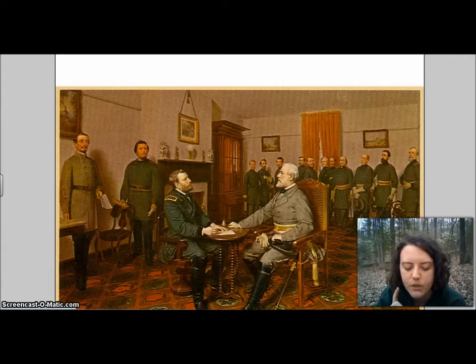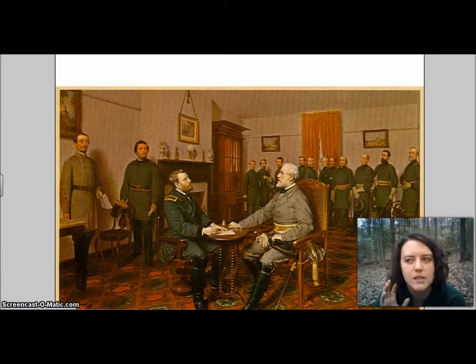So after these terms of surrender, Grant and his men continued to fight to squelch other smaller Confederate forces. We say this was the end of the Civil War. This marked the beginning of the end.